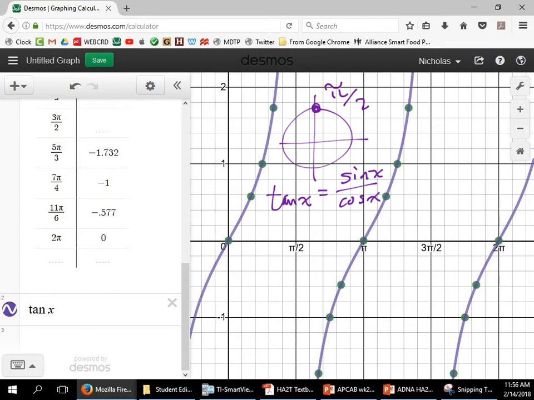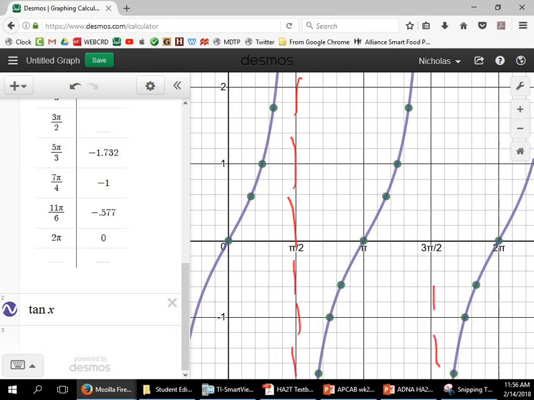And so you get 1 divided by 0. And what is 1 divided by 0? Undefined, which is why right here at pi over 2, you don't see any of the line. There's an asymptote right there. And that is also true for 3 pi over 2.